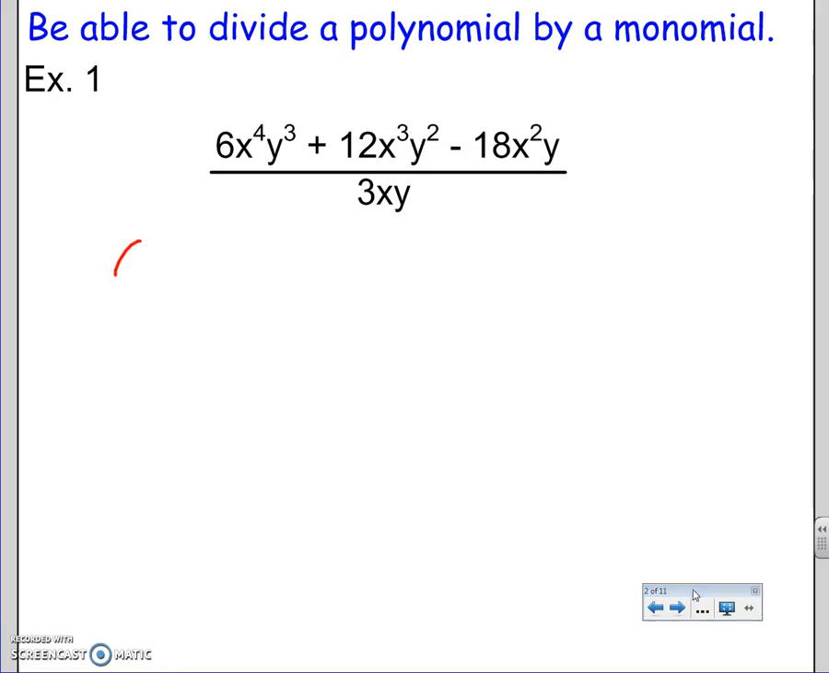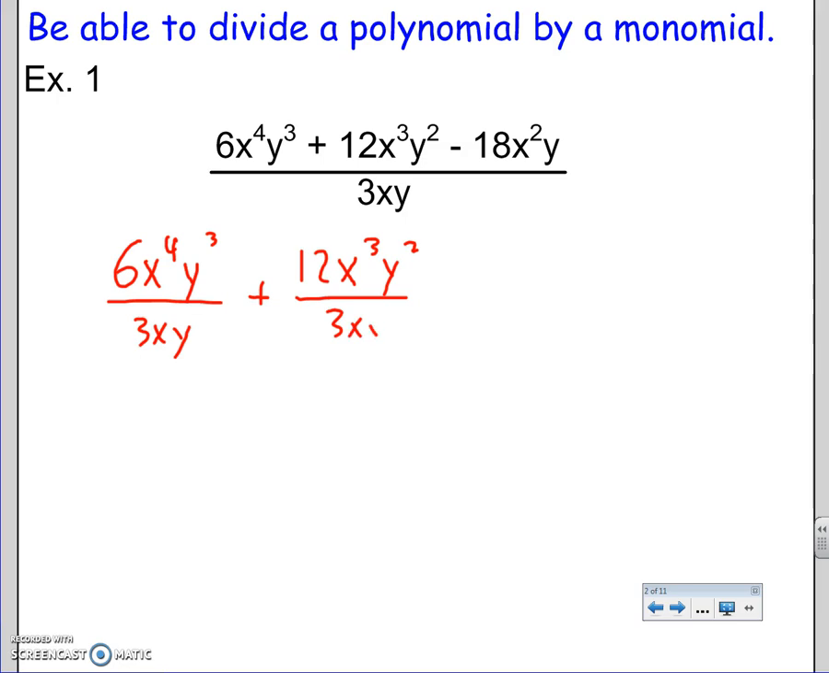So, really, we have 6x to the fourth y cubed over 3xy plus 12x cubed y squared over 3xy minus 18x squared y over 3xy. So all I did was make that one big fraction into multiple fractions. I made three of them. And now we're going to use the properties from that last section, 5-1.